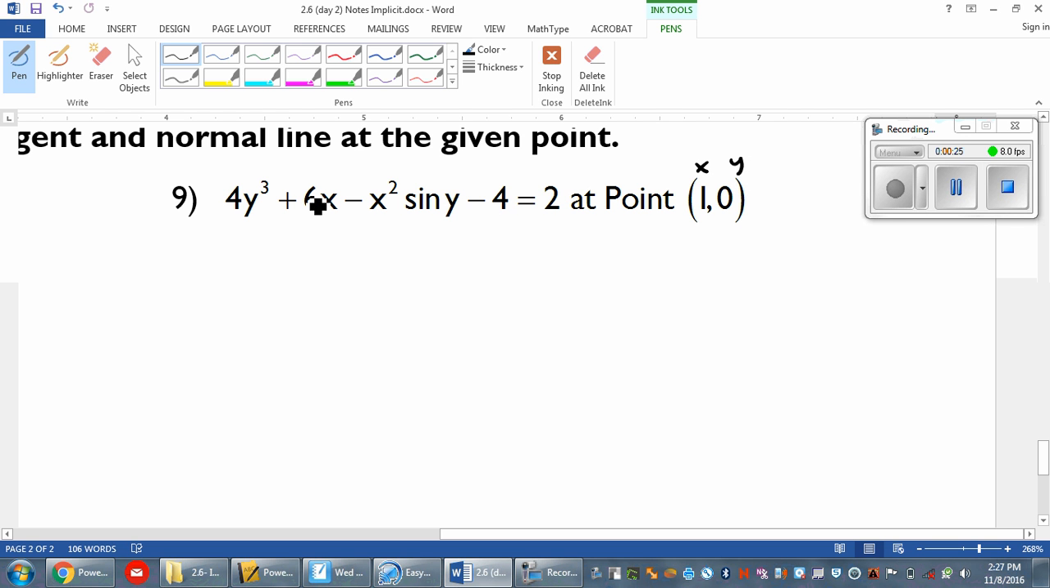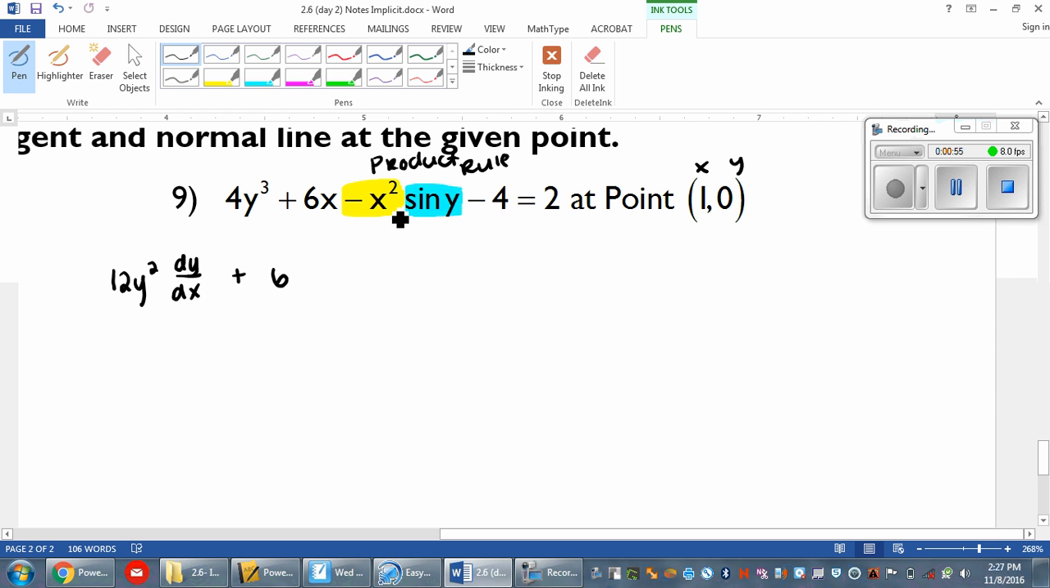Again, I got x's and y's on both sides, so to find the derivative, I'm just going to use implicit differentiation, meaning take the derivative of the left side and the right side. So when I take the derivative of 4y cubed, it's just 12y squared, but don't forget to multiply by dy over dx. Plus, the derivative of 6x is just 6. Now, when I look at my final term, I hope you see a product. So since I have a product, I have to use the product rule.